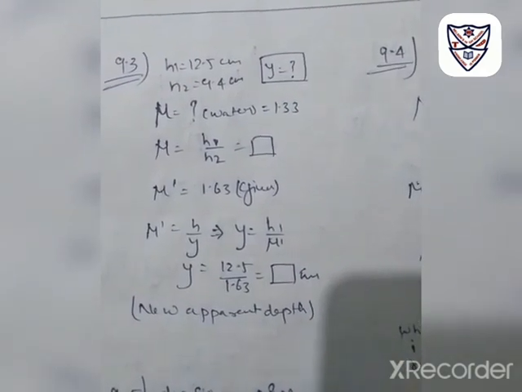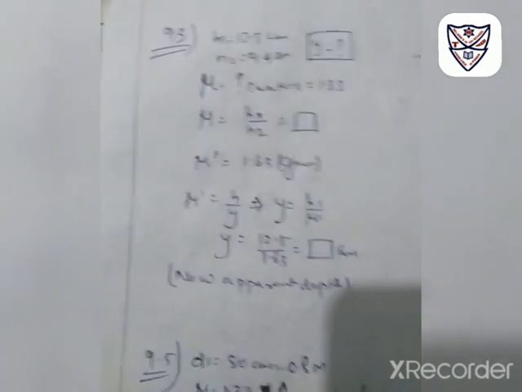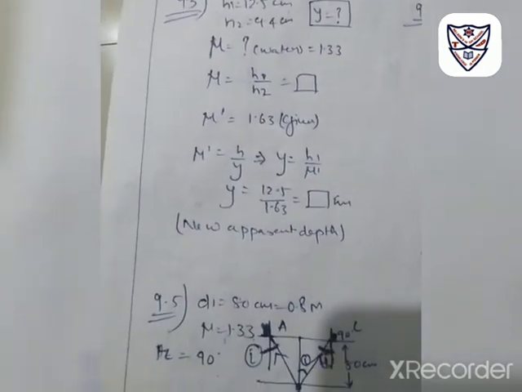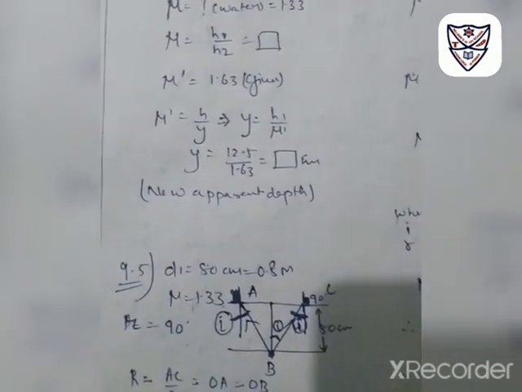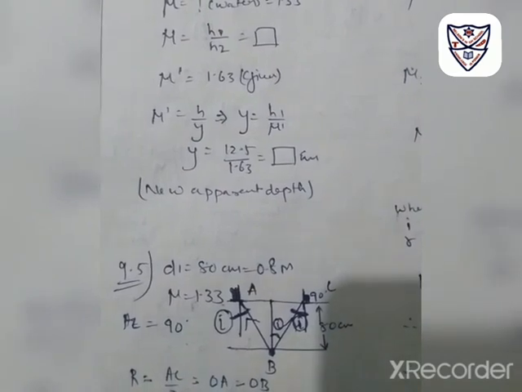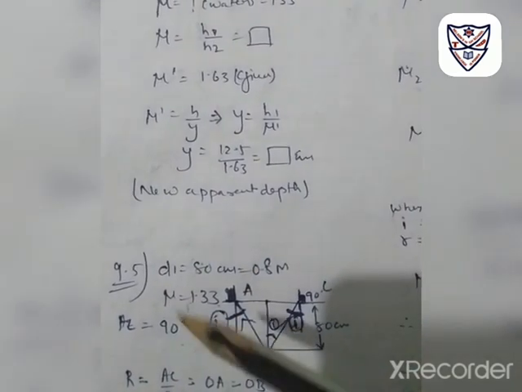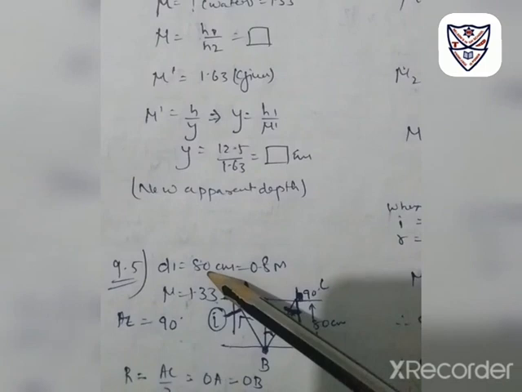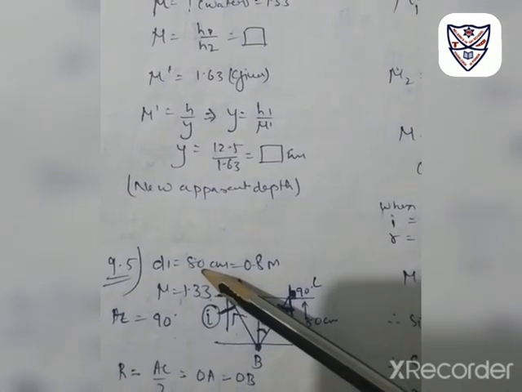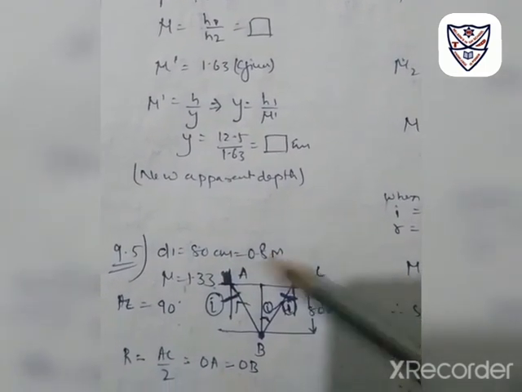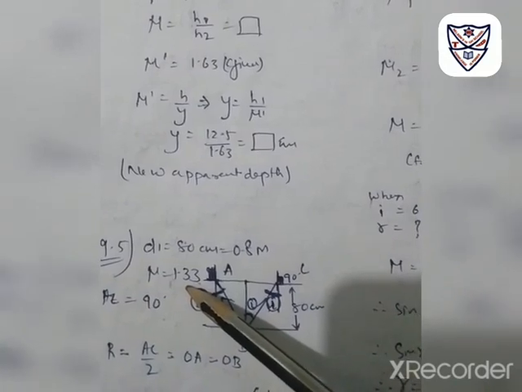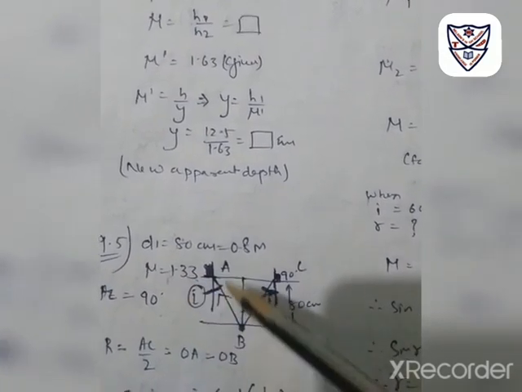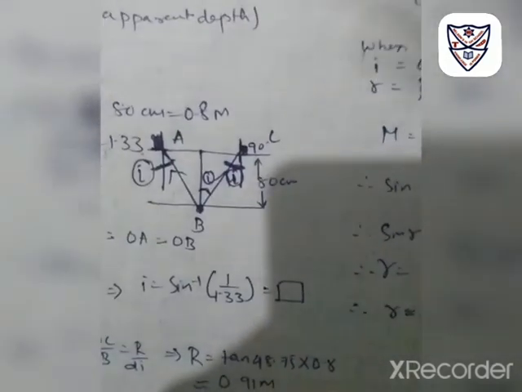Okay, it's very simple. Now the next one is also one of the important sums. Important means for 1 or 2 marks, 2 marks generally. So they have given d1, a distance given in centimeters. First convert it into meters. Mu, the refractive index of one medium, is given. The image you can see here.